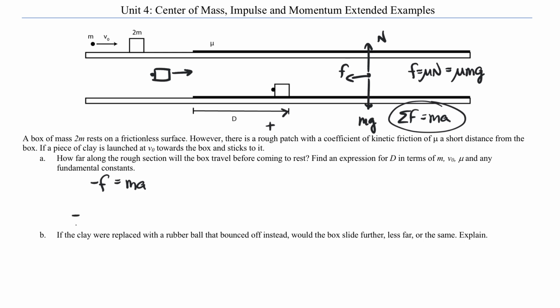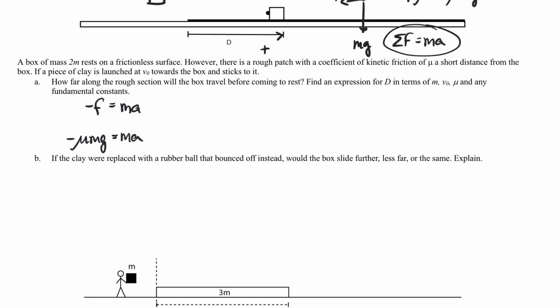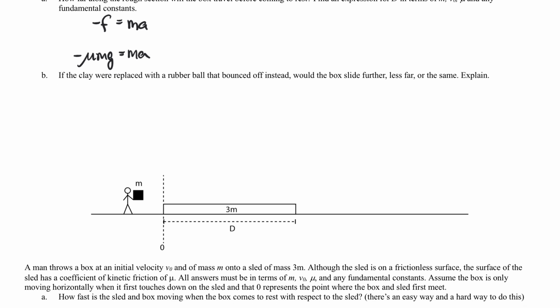That means negative mu mg equals ma. Now, I'm going to continue using Newton's laws, but a is negative mu g. The initial velocity is whatever it has after the collision. I'm going to call it v1. I don't want to get this confused with the v naught that's up there already. But the final velocity is going to be 0. And I know that the change in position is going to be d.